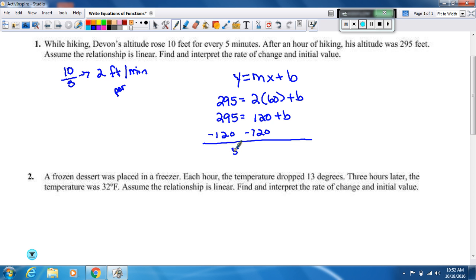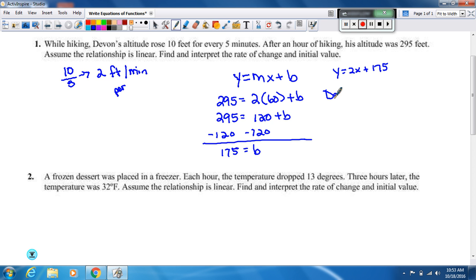So that gives 175. Okay, so that's the b. That is the initial value. In other words, we know it as the y-intercept form. So the equation for this would be y equals 2x plus 175.